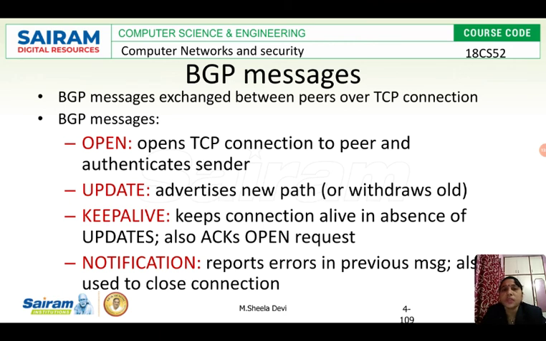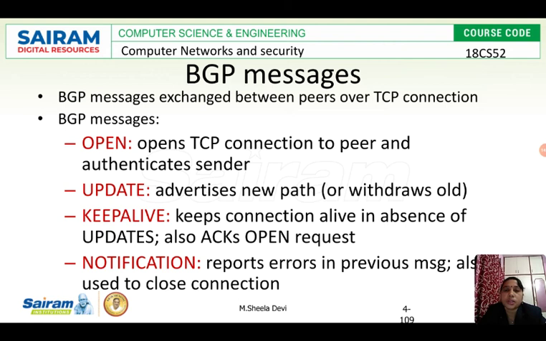BGP messages. We have four types of BGP messages here. The first one is open. It helps to create the TCP connection, because BGP messages are exchanged between the peers over a TCP connection only. If you want to send a message, first I have to establish the TCP connection. The open message helps us establish the TCP connection. It also authenticates the sender, whether they are an authorized sender or not.